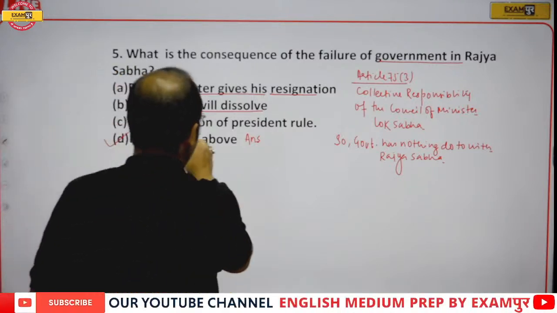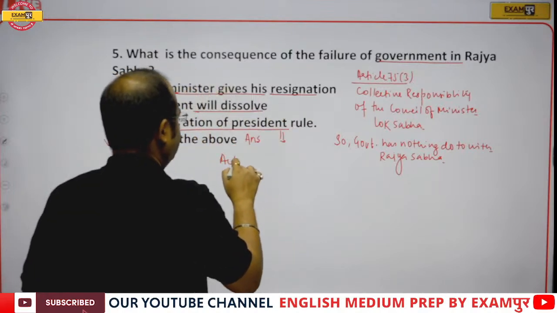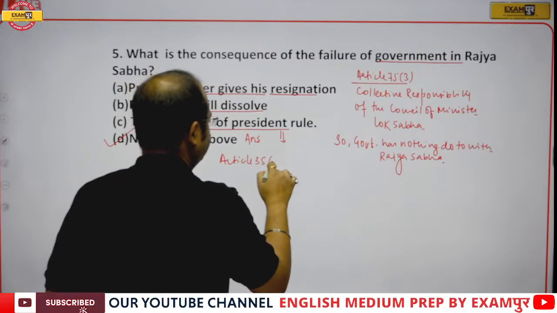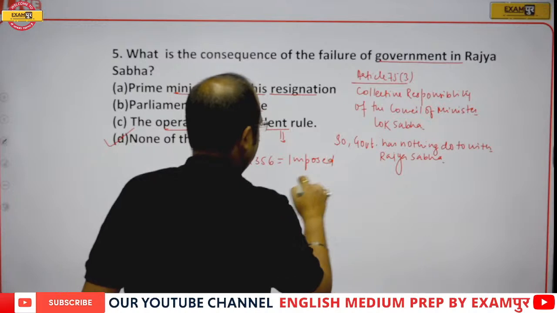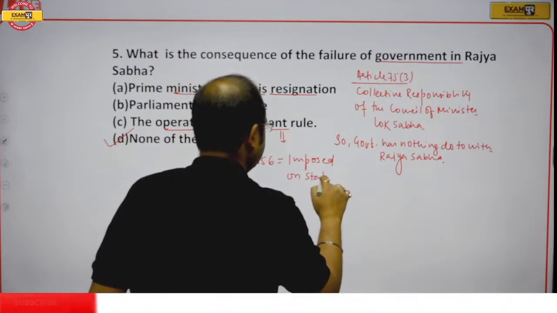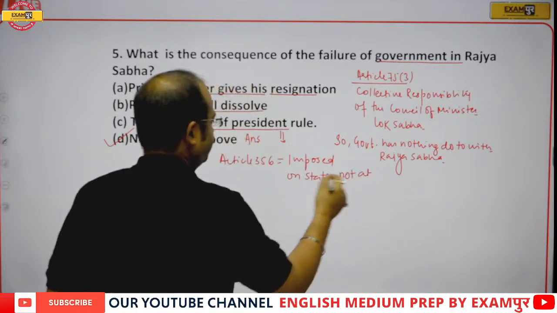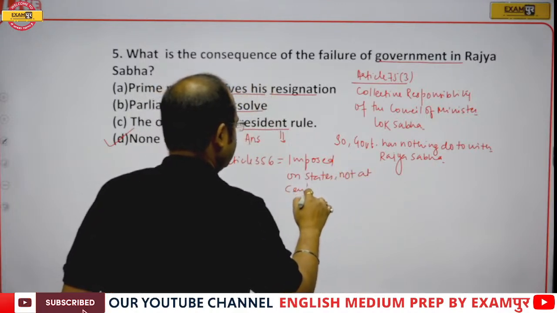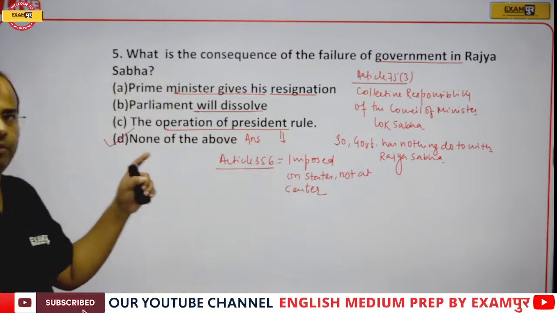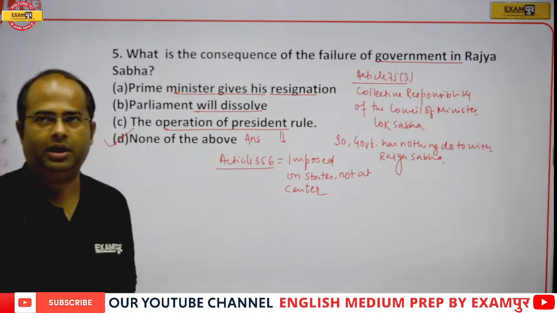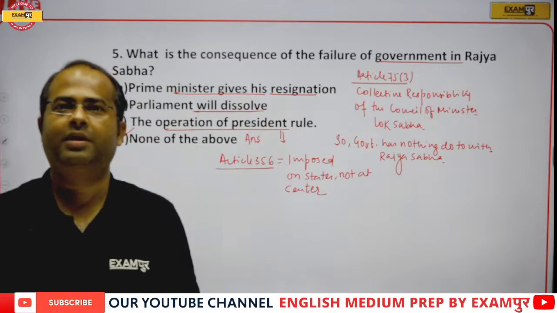Other than this, operation of the President rule: President rule is defined in Article 356 and is imposed on states, not at the center. Therefore, the correct answer will be option D, that is none of the above. The correct answer will not be option A, that the Prime Minister will resign.